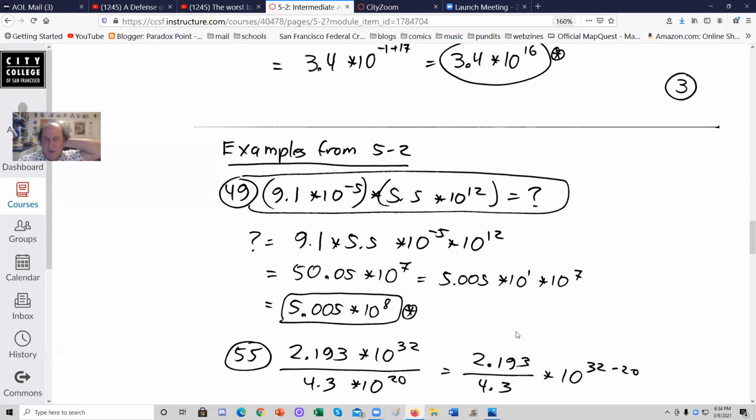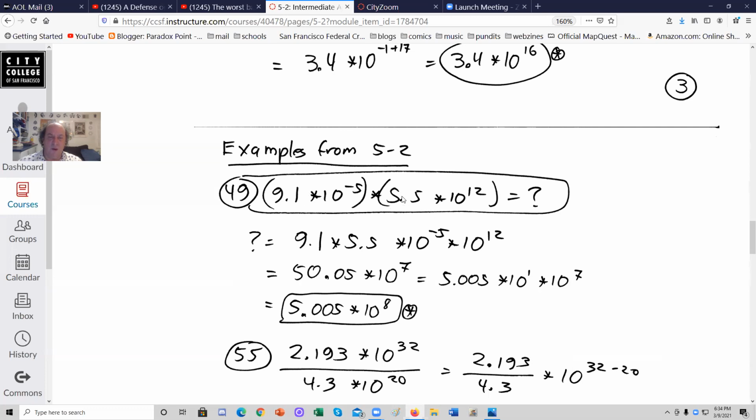All right, some examples. And it's called scientific notation because in science you'll get lots of teeny numbers and lots of really large numbers, and sometimes they wind up in the same equation, and you have to be able to deal with it. So this notation follows. 9.1 times 10 to the negative fifth times 5.5 times 10 to the 12th.